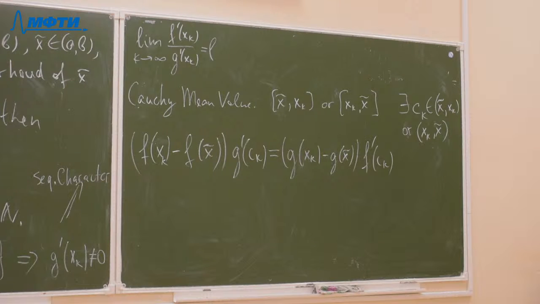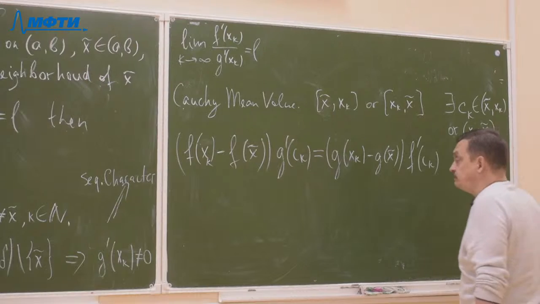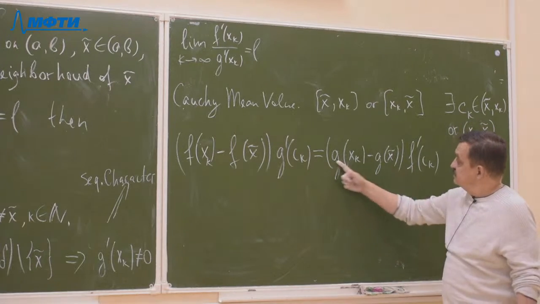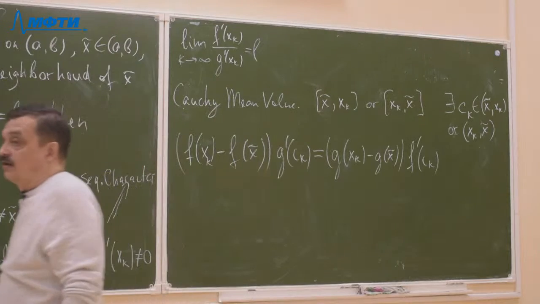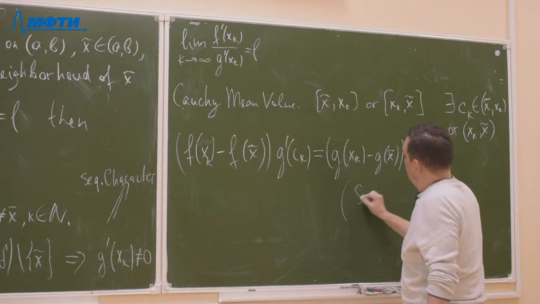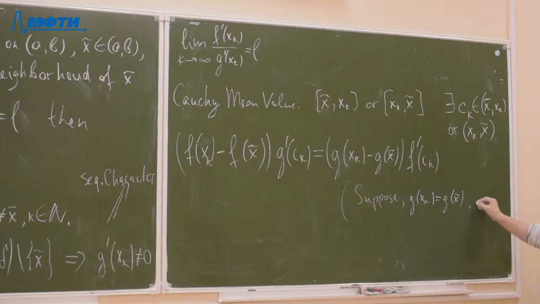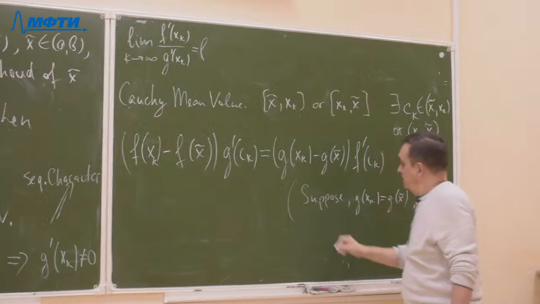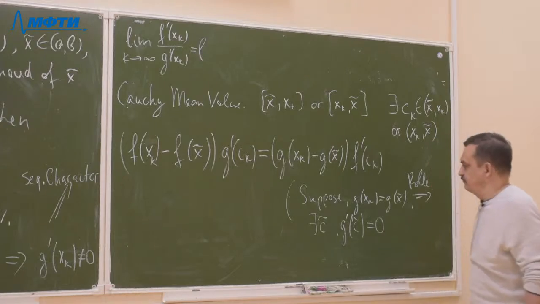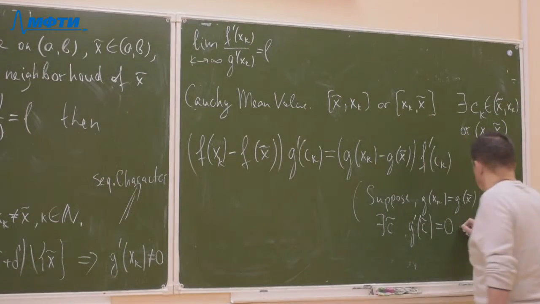So for sufficiently large k greater than capital K, xk belongs to the interval where the derivative is not 0. And in fact it is never 0 between those points, and it means that these brackets are also not 0. Why? Because suppose g of xk equals g of x tilde. Then by Rolle theorem there exists a point, let's say c tilde, such that g prime at c tilde equals 0. But it's impossible because xk is in the interval where the derivative is not 0. So, contradiction.